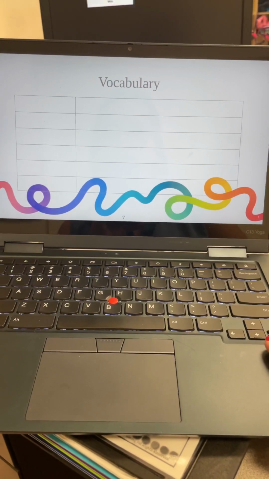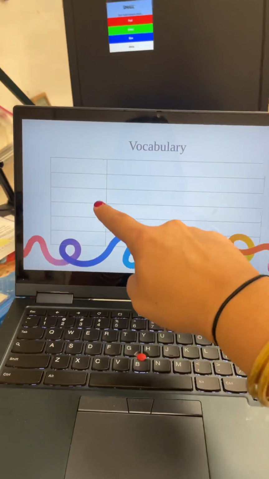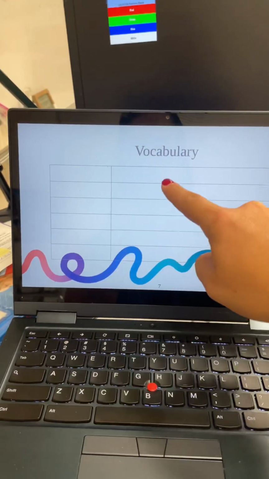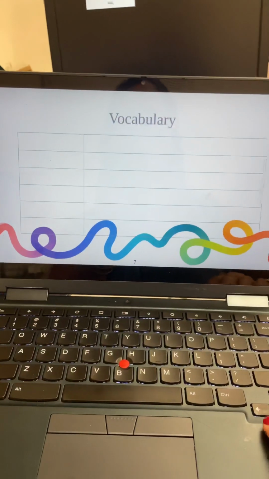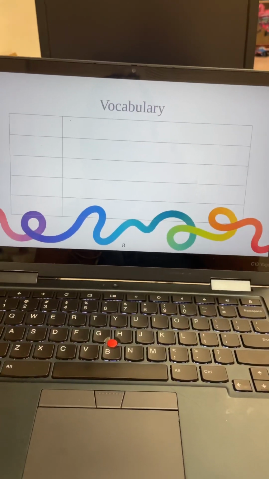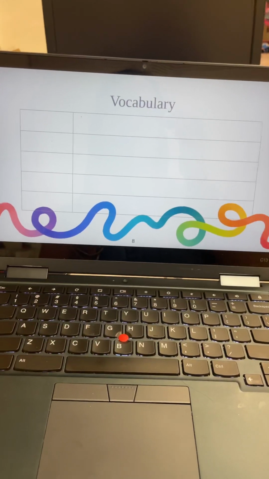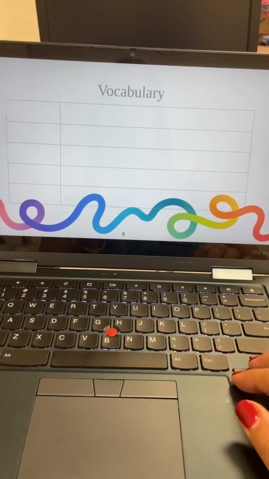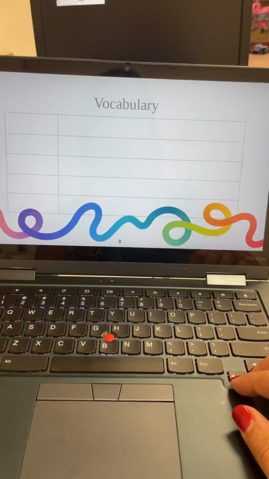This is my vocabulary portion. The students will be able to add their words here and then write the description here, or either type. If I decide to print this out for them, I could put this in a binder, or students that are more equipped with using technology could type.